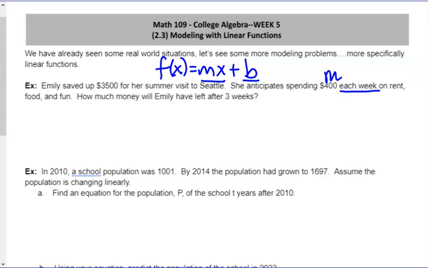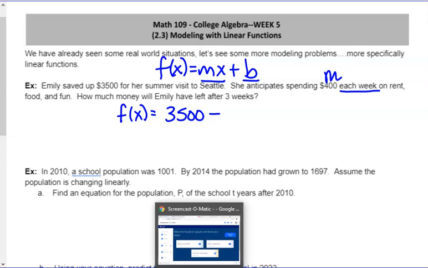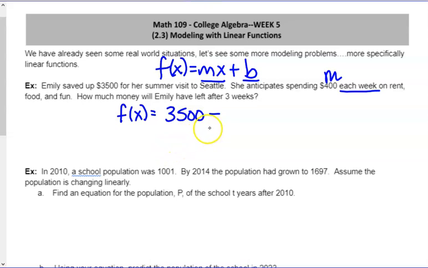So if I wanted to figure out the amount of money that I have left, what is the output that I have, well, I'm starting with $3,500, and that $3,500 is going to be decreasing, or I'm going to subtract from that each week that $400. So $400 the first week, $400 the second week, $400 the third week, etc. So that is what is going to be changing. If I were to do it in 3 weeks, then we would multiply 3 times the 400 to figure out how much it's going to be decreasing by.